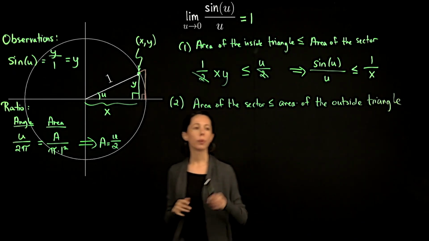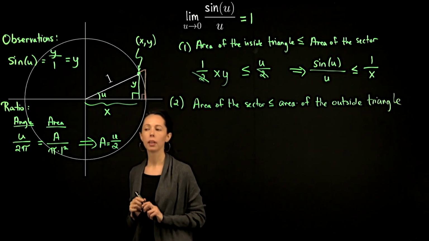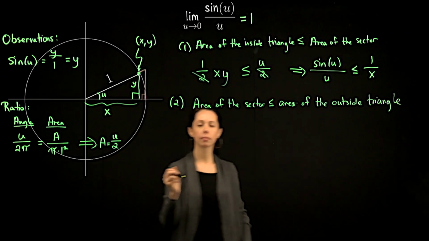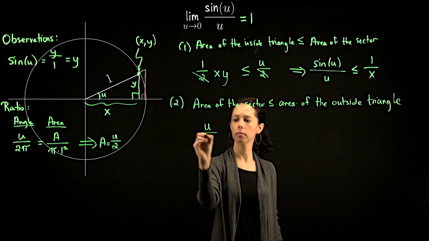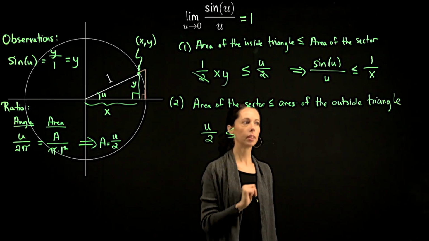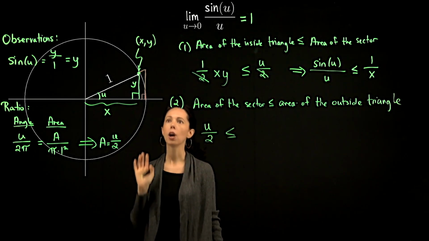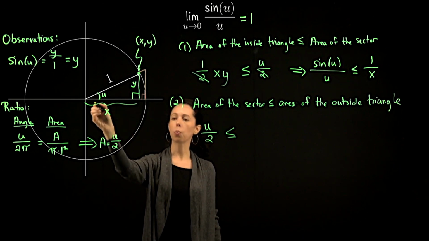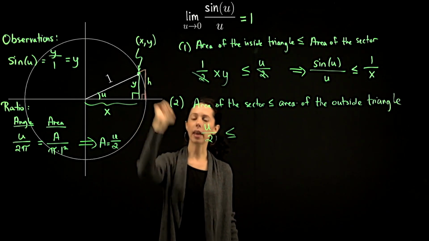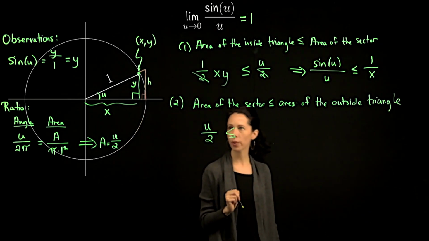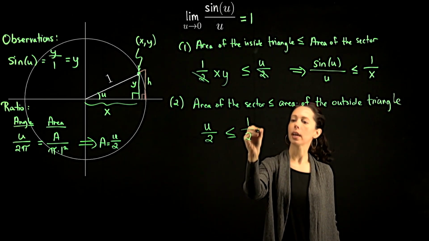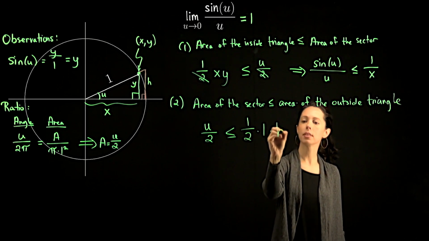Okay, again, we can say what both of these are. So the area of the sector is u over 2. The area of the outside triangle is 1/2 base times height. Here the base is 1 and the height I'm just going to call h. Don't actually know what that is right away, but we can work with it. So 1/2 times 1, that's the new base, times this new height.